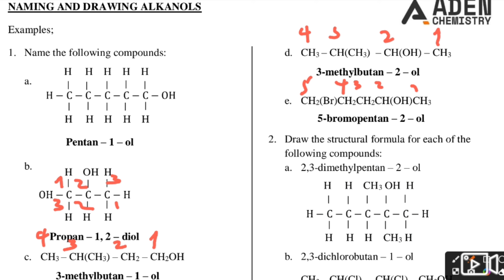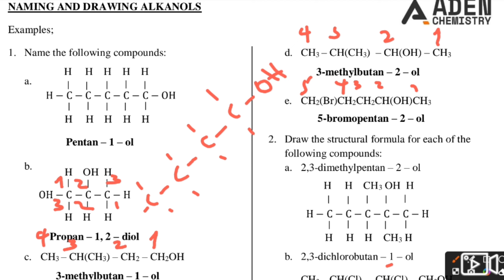Now part B, we are told 2,3-dichlorobutan-1-ol. So butan means having 4 carbons. We can do it like this, showing all the bonds. Next, I have to know where the functional group is. It's on carbon number 1, so I can put it there.